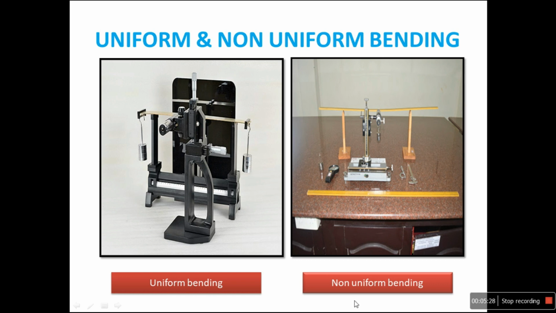What happens in non-uniform bending? Only at the center we apply the load, so that depression is produced, and the scale bends in the downward direction. Here we note it as a depression. In uniform bending elevation is produced, and in non-uniform bending depression is produced. That is the only difference between them. But in our practical syllabus we have the non-uniform bending method only. So this is the experimental setup for non-uniform bending.